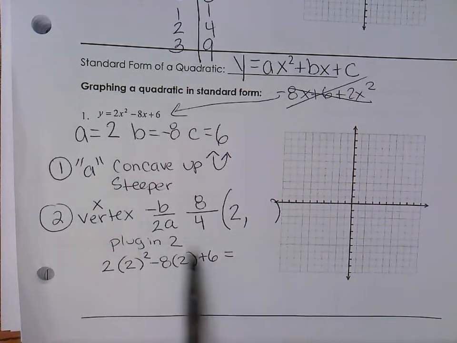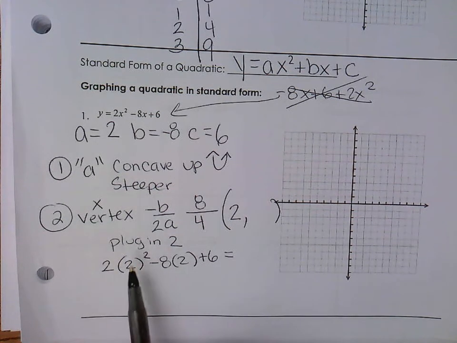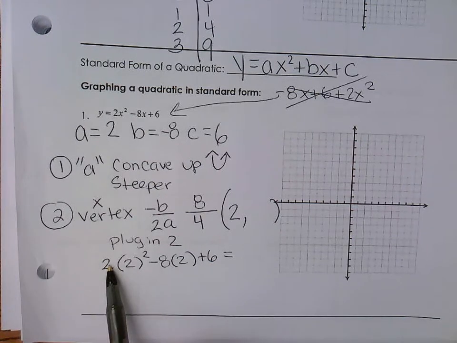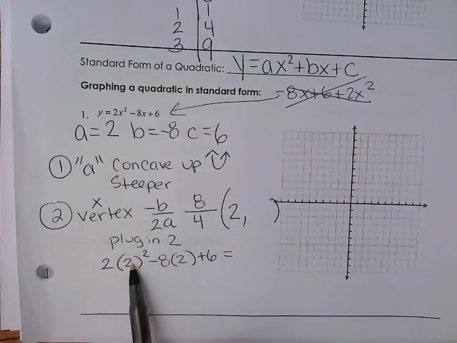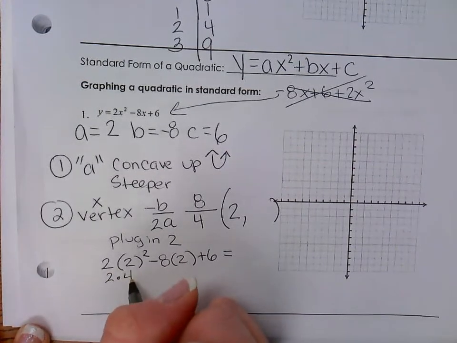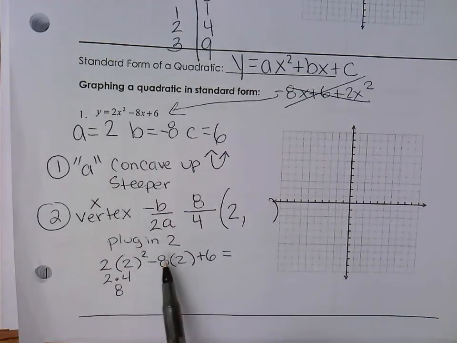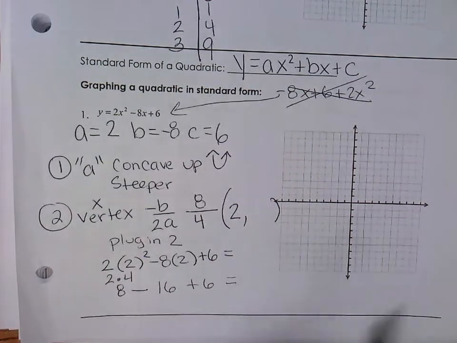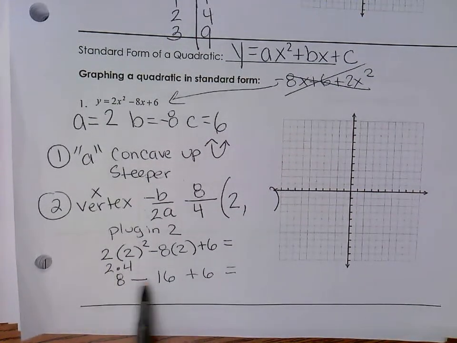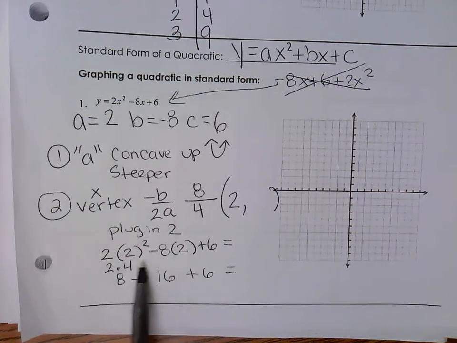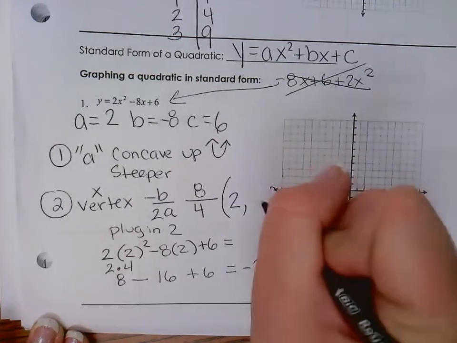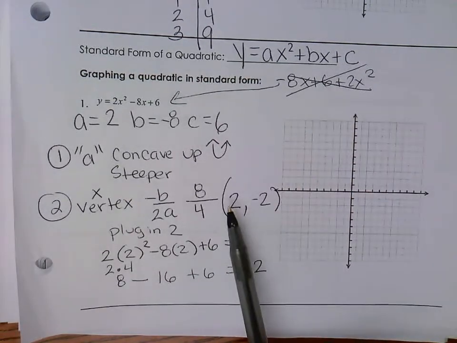So I have to do some mental math here. You always do your exponent first, so don't do 2 times 2 first and then square it. 2 squared is 4, and you're doing 2 times 4 to get 8. And then minus 8 times 2 is 16, so -16, and then I'm going to add 6 at the end. So 8 minus 16 is -8, plus 6 gives me a y value of -2. So my vertex is at 2 comma negative 2.